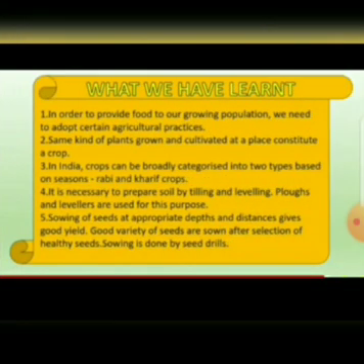Now, what we have learned in this chapter: in order to provide food to our growing population, we need to adopt certain agricultural practices. Plants of the same kind grown and cultivated at a place constitute a crop. In India, crops can be broadly categorized into two types, Rabi and Kharif crops. It is necessary to prepare soil by tilling and leveling. Ploughs and levelers are used for this purpose. Sowing of seeds at appropriate depths and distances gives good yield. Good varieties are sown after selection of healthy seeds, and sowing is done by seed drills.